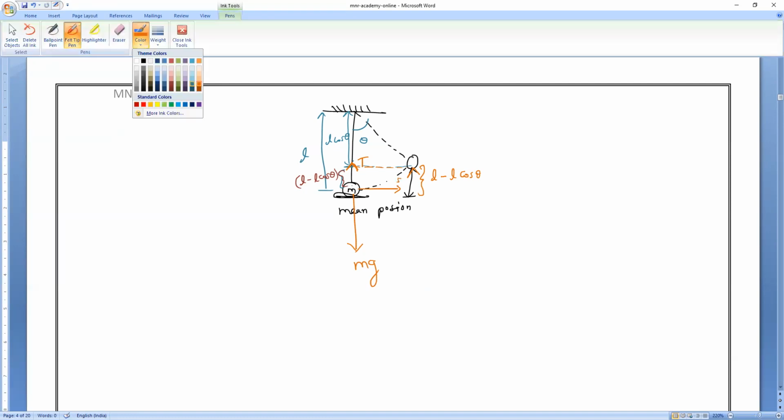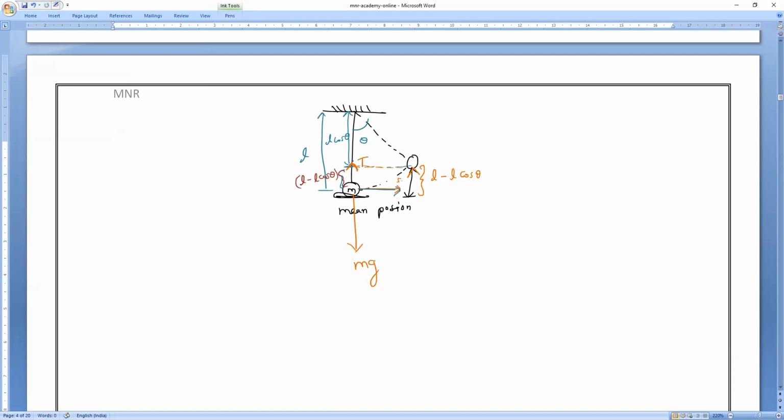As the displacement is in this direction and the force is acting in the downward direction, here how much is the angle? 90 degrees. So the work done by gravity in this case is equal to how much? Zero.